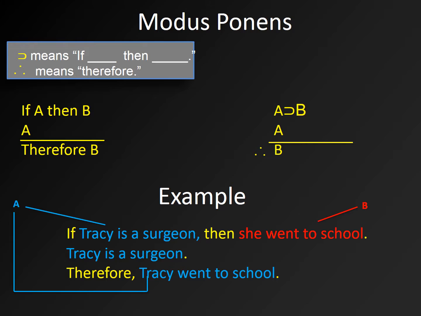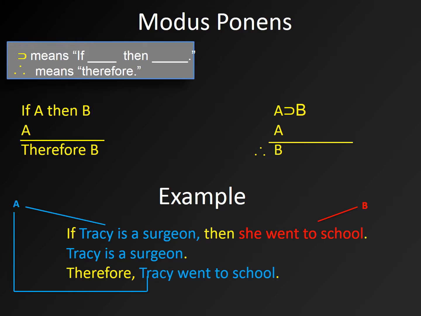Modus ponens. So first, some terminology. This horseshoe here, that means if-then. The blanks are if A, then B. So if Tracy is a surgeon, then she went to school. So that's an if A, then B type statement. It would be symbolized as A horseshoe B.